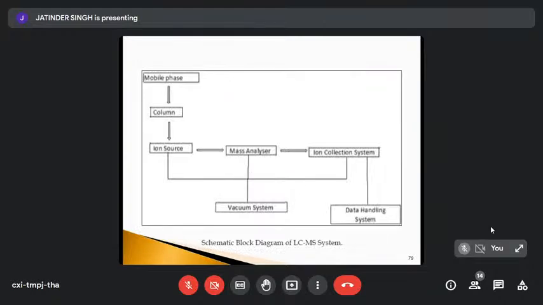And in liquid chromatography mass spectrometry, what we need to combine is like we start with the mobile phase, it enters into the column, then ionization and mass analyzer. In the column, separation takes place and the ion source detects the ions, and we can handle the data with the data acquisition system. The mass analyzer has a very low pressure.